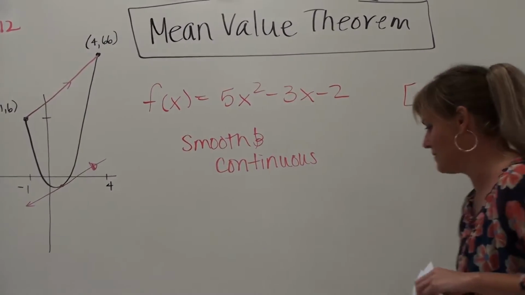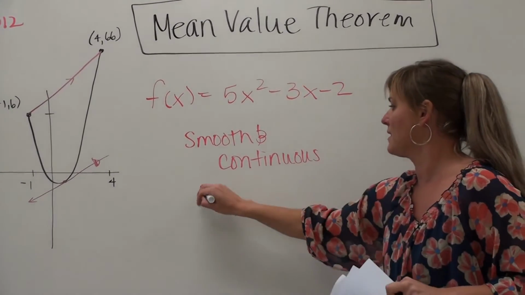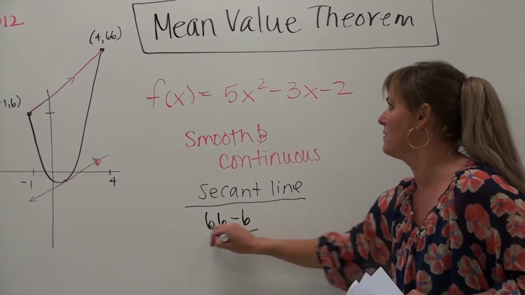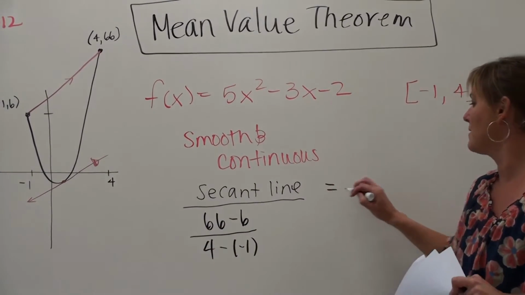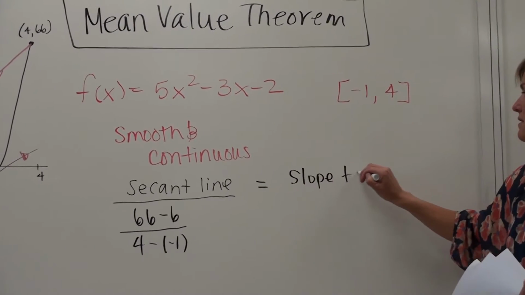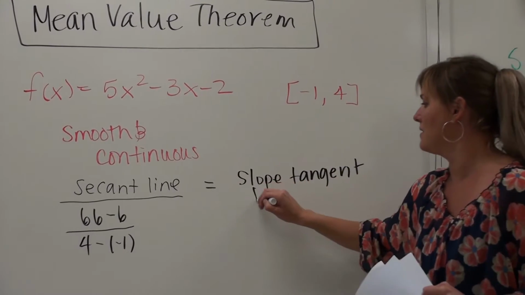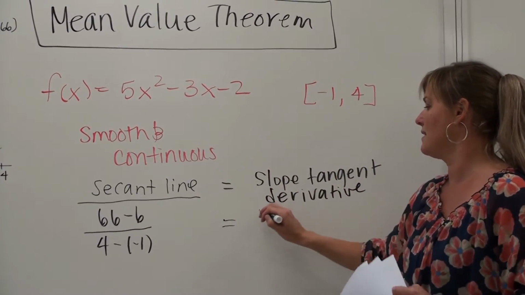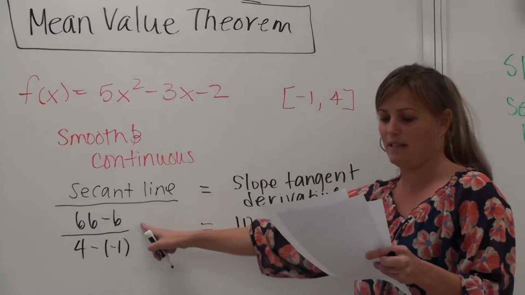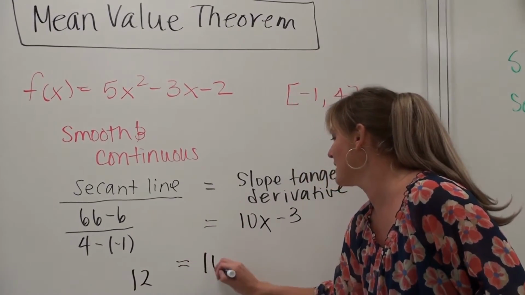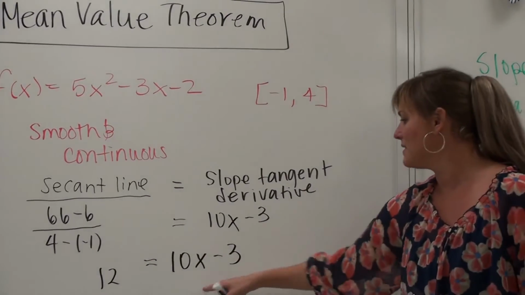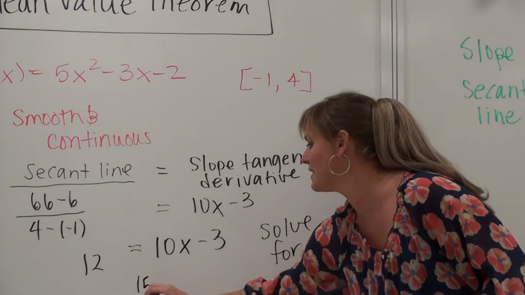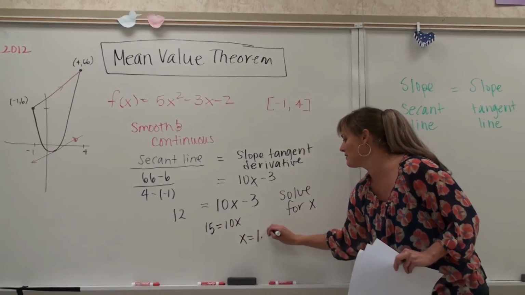So let's evaluate what that slope is equal to. So the slope of the secant line, all I have to do is the change in y over the change in x. That has to be equal to the slope of the tangent line, which we know now is really just the derivative. So I'm going to take this derivative, set these two things equal, 10x minus 3, which means that this part over here is equal to 12, and I just set these two things equal 10x minus 3. So now all I have to do is solve for x. So I'll add 3, I get 15 is equal to 10x, and then I get x is equal to 1.5.